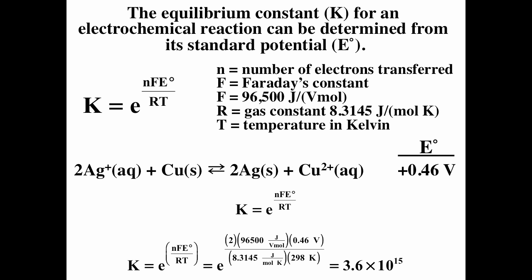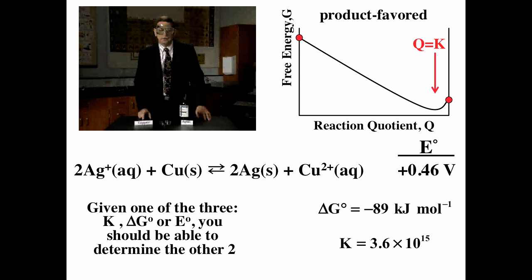And so if the potential is plus 0.46, we actually get an equilibrium constant of 3.6 times 10 to the 15th. And so the more positive the potential is, the larger the equilibrium constant is. The more negative the potential, the smaller the equilibrium constant. It's really a kind of cool reaction: silver ions plus copper metal going to silver metal plus copper ions. Basically, if you take a beaker, pour in a solution that has silver ions, and put in a copper wire, you'll actually get silver metal starting to grow on that copper wire. You'll see the solution starting to turn blue as the copper ions form.